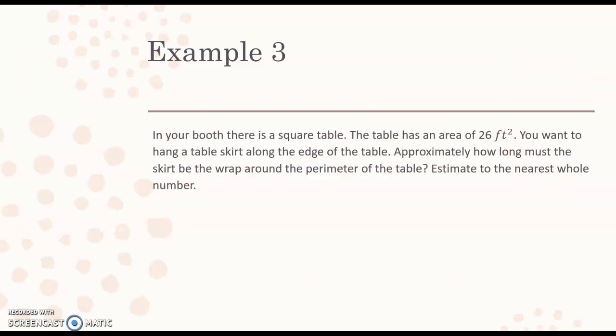All right, last problem. This one is more real world. So we're in our booth. There's a square table. The table has an area of 26 feet. So we know we're working with a square. Oh, sorry, I misplaced my little red dot. We're working with a square, so I know that the area is side squared. I know my area is 26 feet, and we want to hang a table skirt along the edge of the table. So approximately how long does the skirt need to be to wrap around the perimeter of the table?